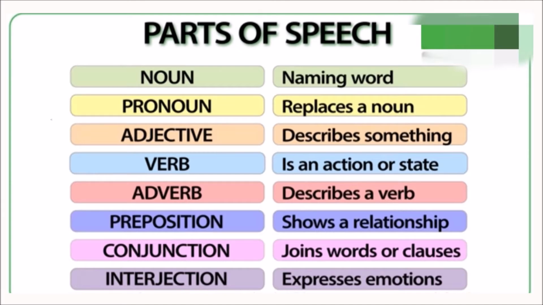Preposition shows a relationship or connection between things. A conjunction is a joining word. They connect two parts of a sentence. An interjection expresses strong feelings or emotions. Now, let's look at the 8 main parts of speech in English.